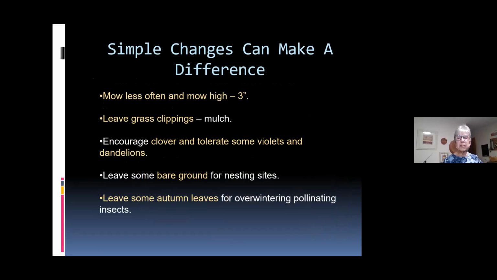Just some simple changes can make a big difference. We're asking people to mow less often and mow high, 3 inches. 3 inches is going to be enough to provide enough shade so that the lawn stays cooler and drier by itself, and it allows the roots to get deeper so the whole lawn is healthier. Leave the grass clippings, that provides mulch. Encourage clover and tolerate violets and dandelions, that's for the bees. Leave some bare ground for nesting sites, and leave some autumn leaves for overwintering pollinator insects.